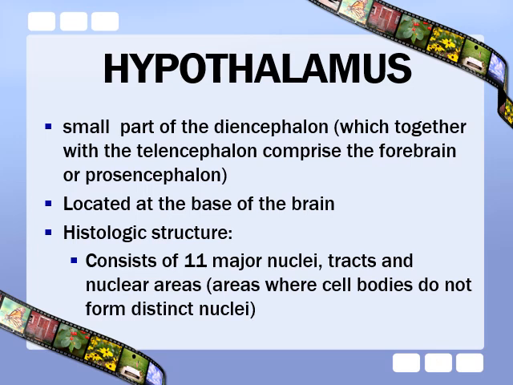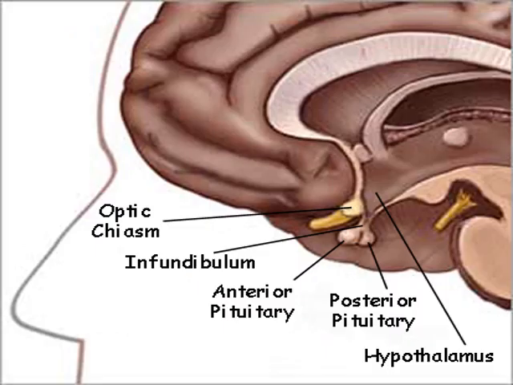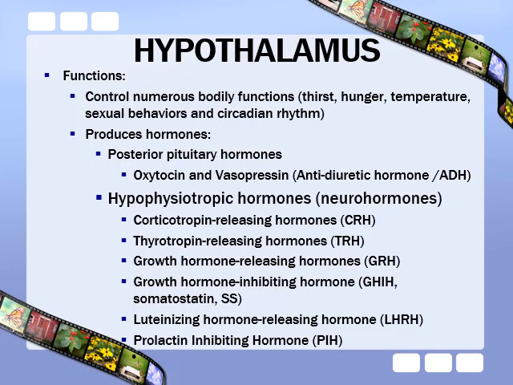So we have the hypothalamus. The hypothalamus is a small part of the diencephalon, and it is located at the base of the brain. It consists of 11 major nuclei, tracts, and nuclear areas. So that is the hypothalamus. What are the functions of the hypothalamus? It controls numerous bodily functions.